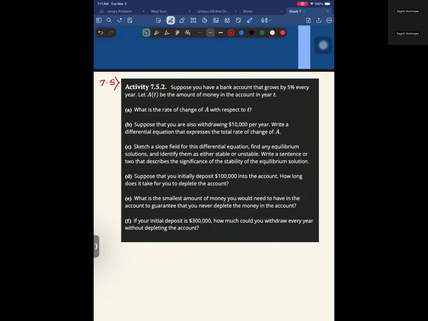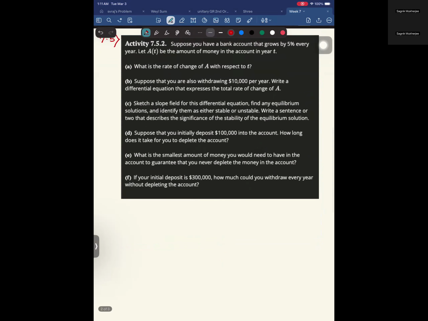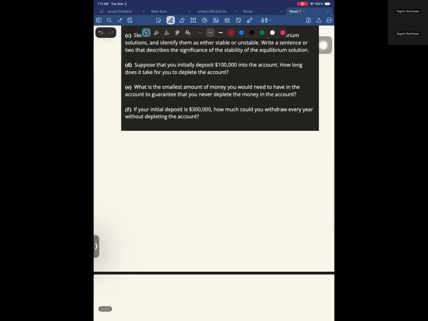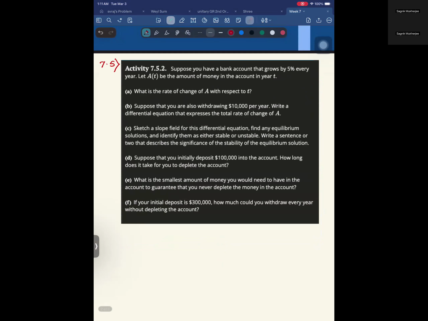Okay, so let's solve this activity. So first of all, you have to set up the equation, right? As you can see, the question says that the bank account grows by 5% every year. A is the amount of money in the account in the year T. So first question is, what is the rate of change of A with respect to T?